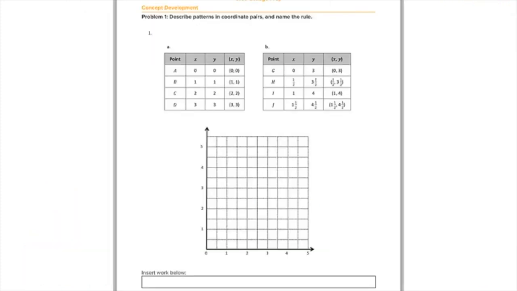All right, now we're getting into my favorite part of this. So now we're looking at the patterns of our coordinate pairs, or the rule, right? We want to figure out the rule. So let's look at point A right now. Let's start by plotting A. So it says 0, 0. So x is 0, y is 0. Then we have 1, 1, 2, 2, 3, 3. Okay, and I'm drawing my line through it.